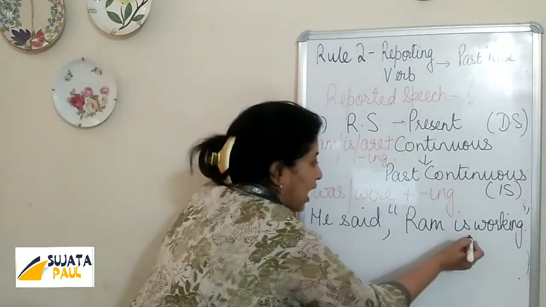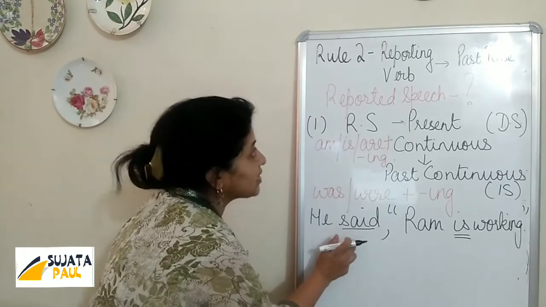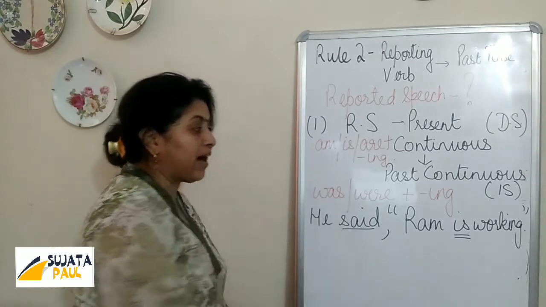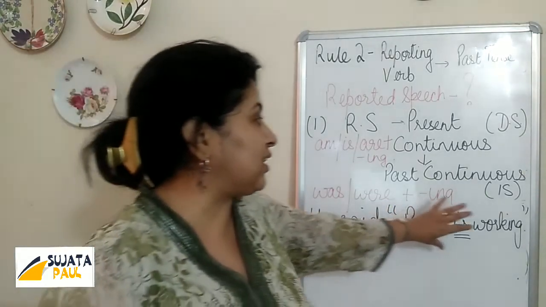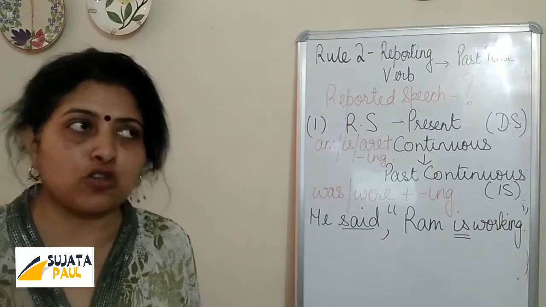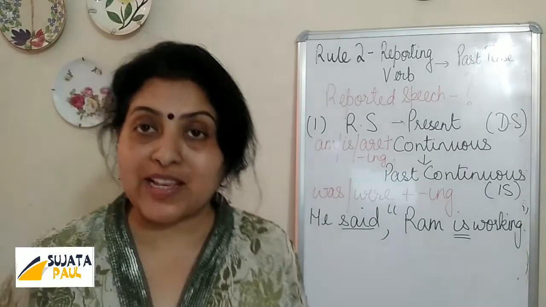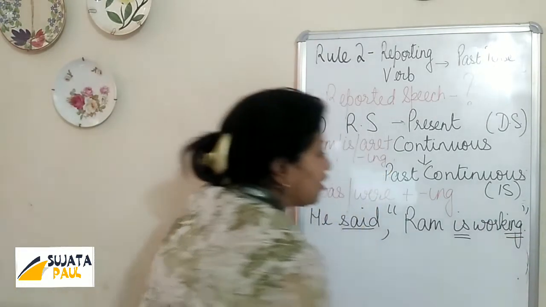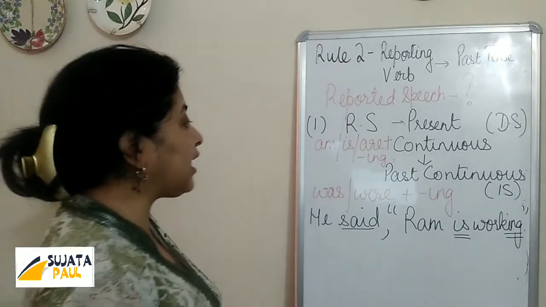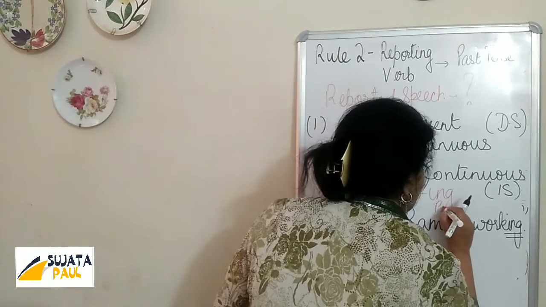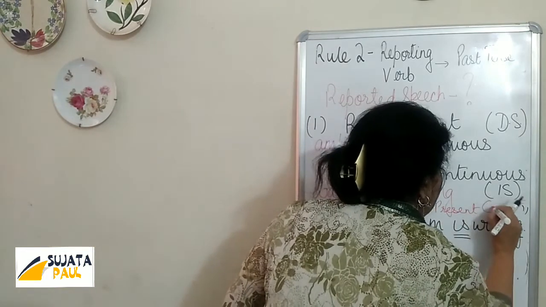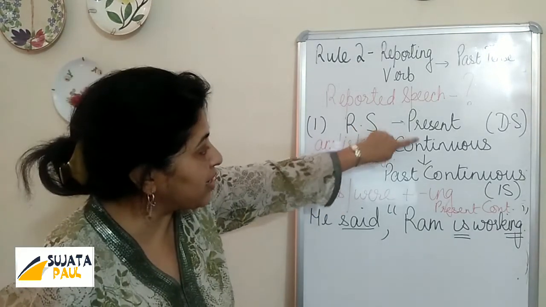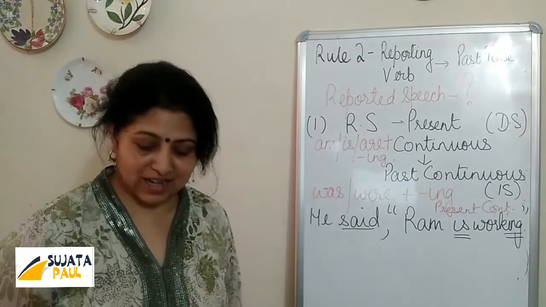What will it become? I will first check this one. This is the reporting verb. It is in the past tense. And because it is in the past tense, I will have to check whether this is in the present tense or the present continuous or the present perfect and so on. Here I find this is and this is ing. So this is basically in the present continuous form. And what do I have to change it to? Present continuous to past continuous.